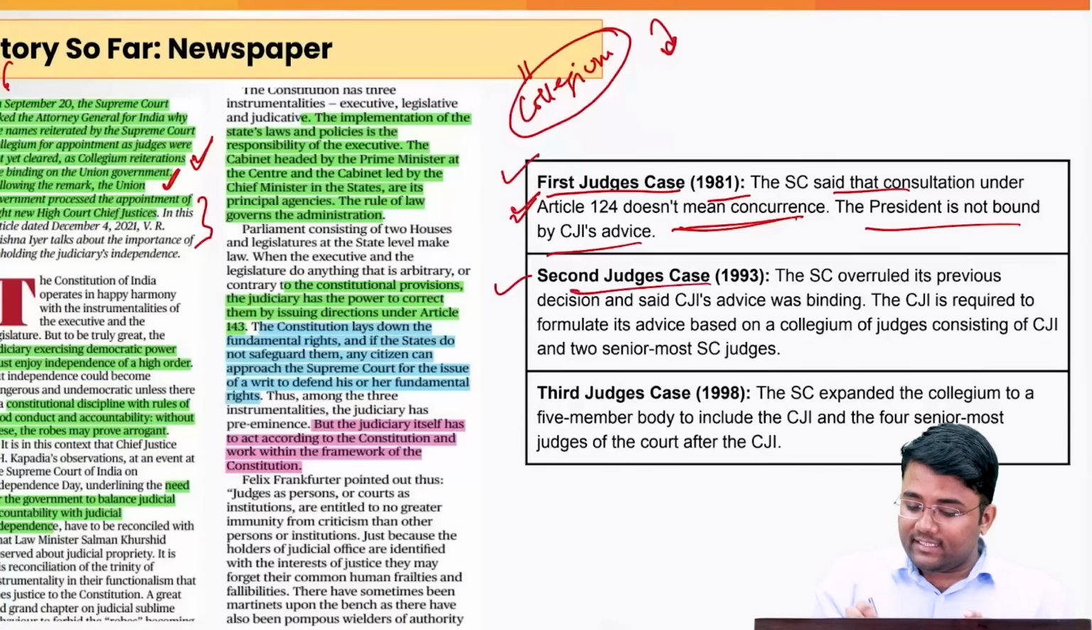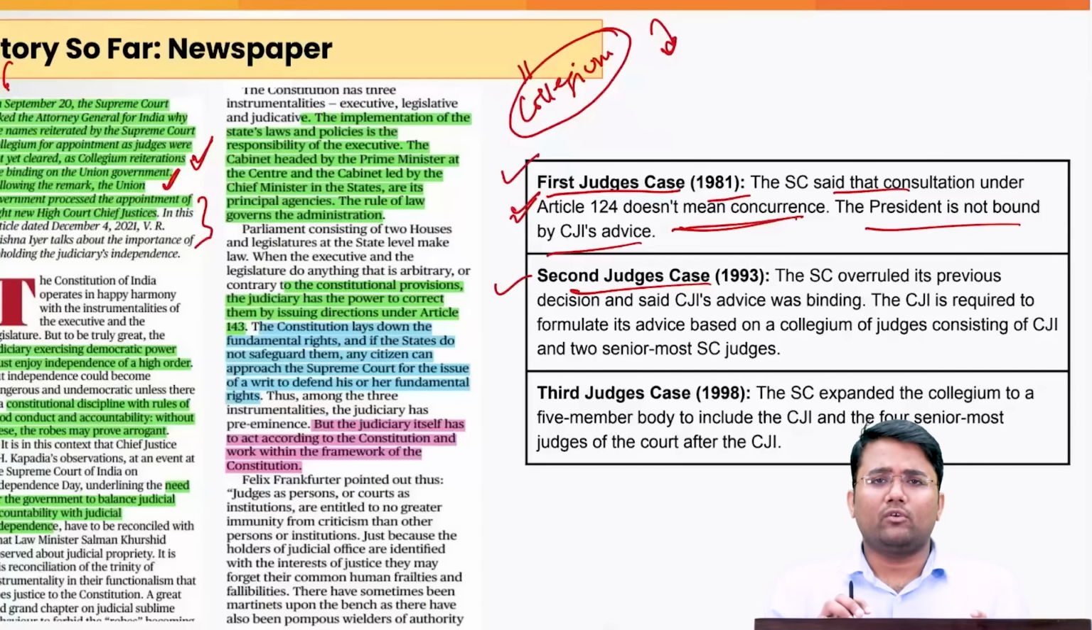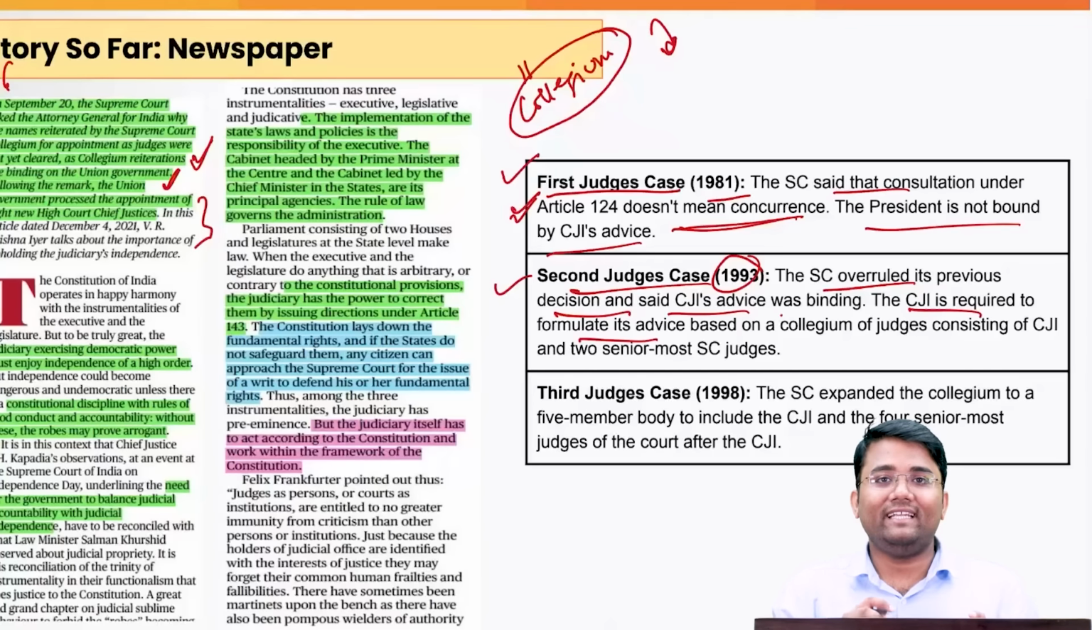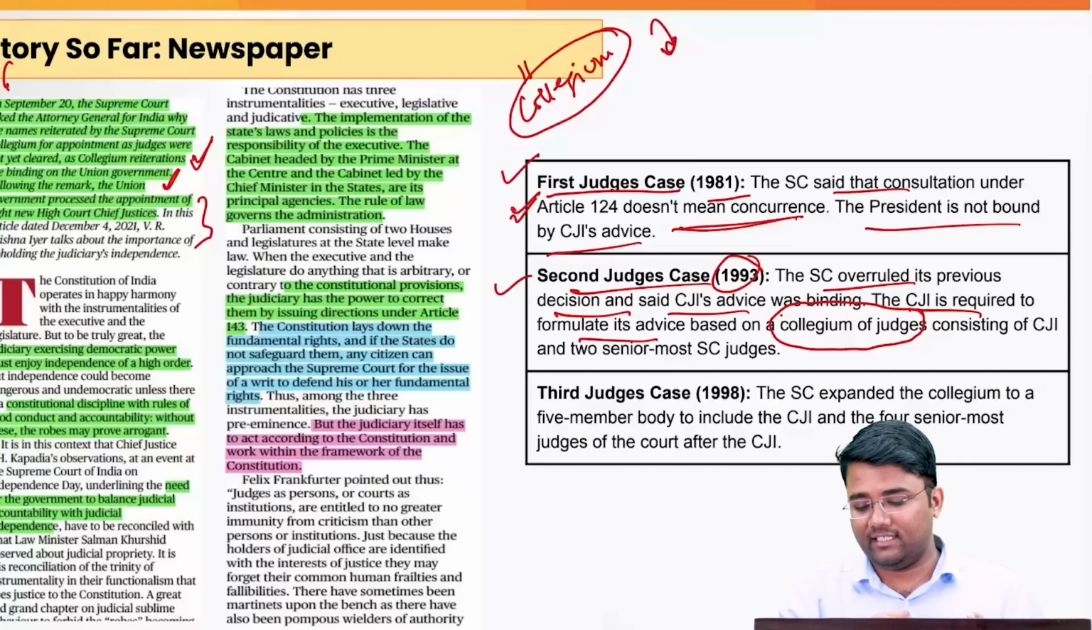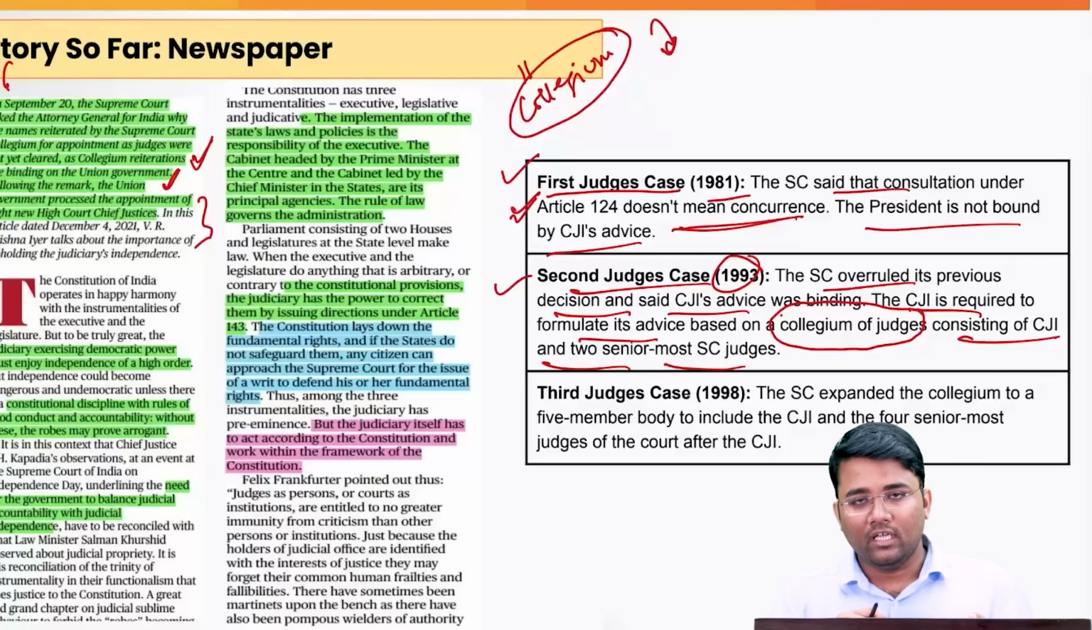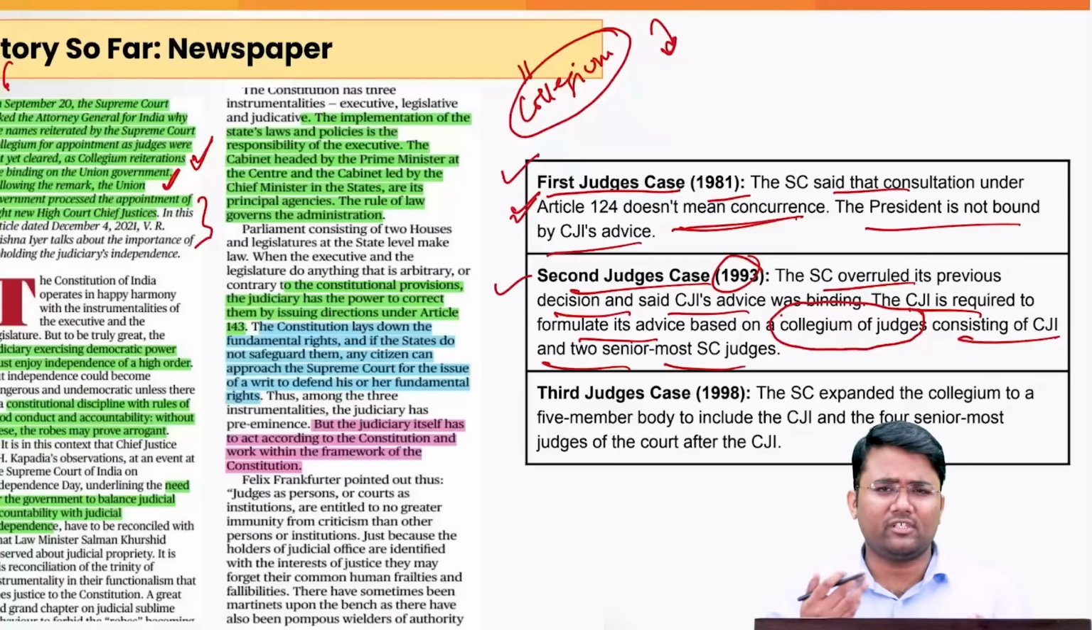Then in the Second Judges case, also known as Advocates on Record Association versus Union of India case 1993, the Supreme Court overruled its previous decision and said the Chief Justice of India's advice was binding, and the CJI is required to formulate its advice based on a collegium of judges. So the collegium came into the picture in this Second Judges case, consisting of the CJI and 2 other senior most judges, and this was a constitutional bench.